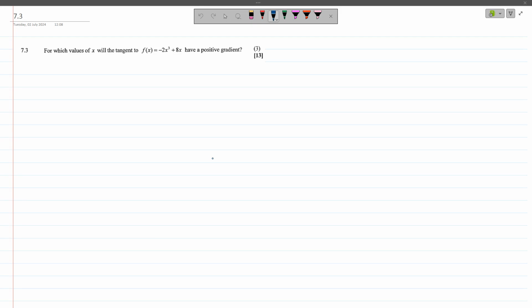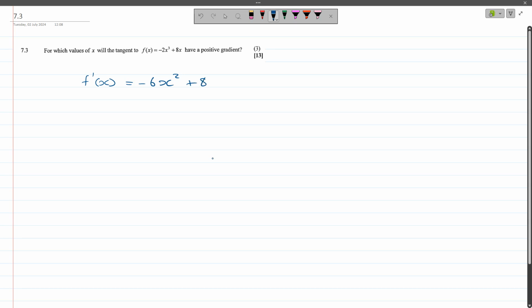7.2 says, for which values of x will the tangent to f of x have a positive gradient? So for which values of x will this have a positive gradient? When we deal with gradient, we deal with the first derivative. So getting the first derivative first, we get minus 6 from minus 2 times 3 to the power of 3 minus 1, plus 8, which is just a constant.